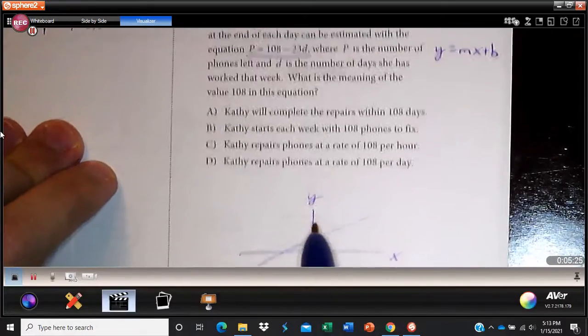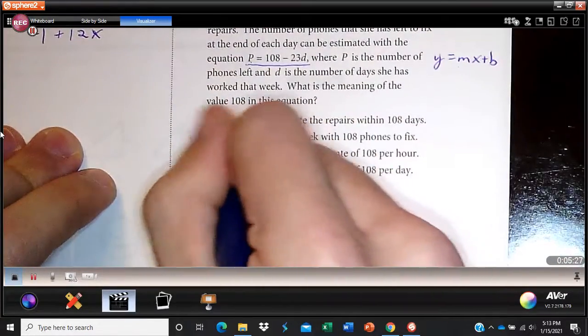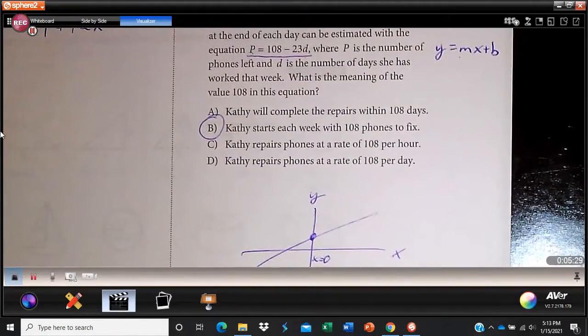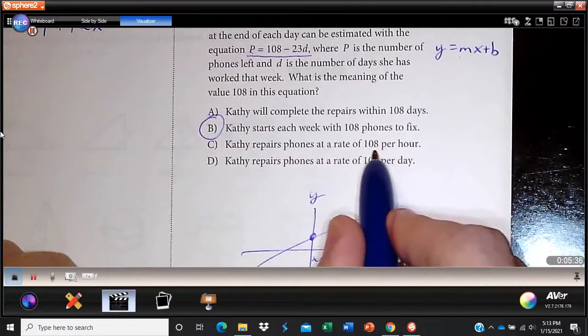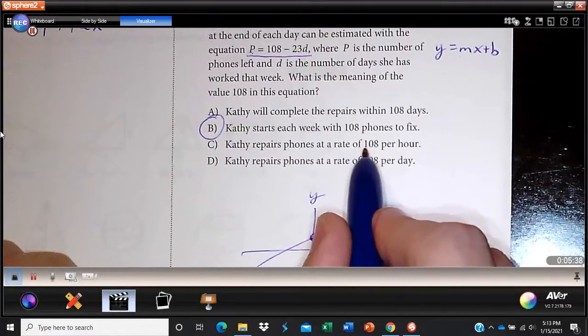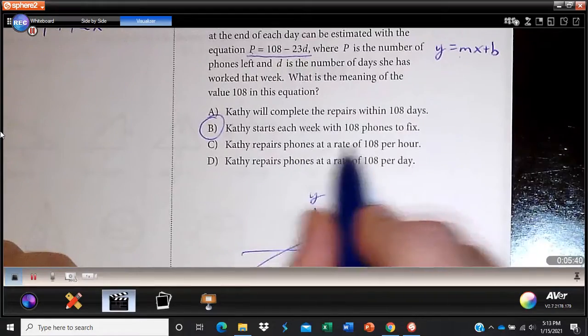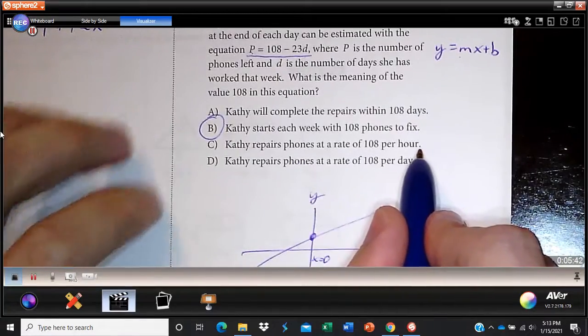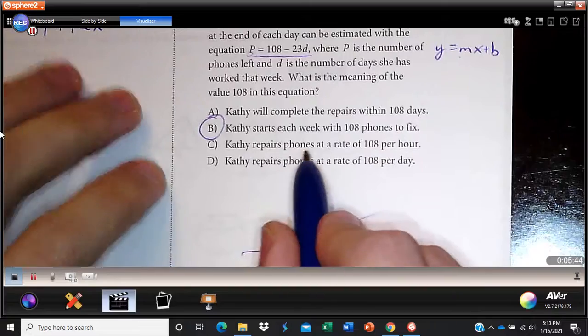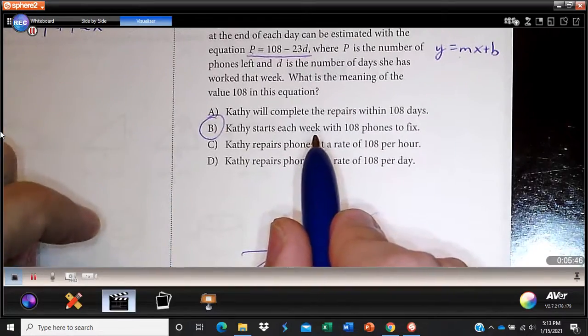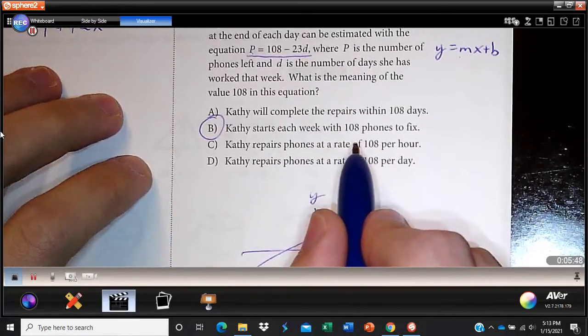The x value is 0, so I would go with B. But let's read C and D really quickly just to make sure. Kathy repairs phones at a rate of 108 per hour. Okay, that really sounds like a slope to me because that is relating the number of phones to time, and the slope always relates the two units of measure, if that makes sense.